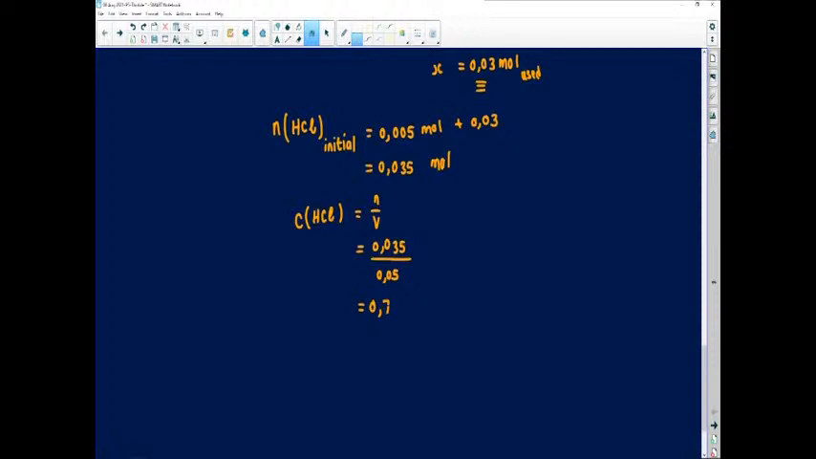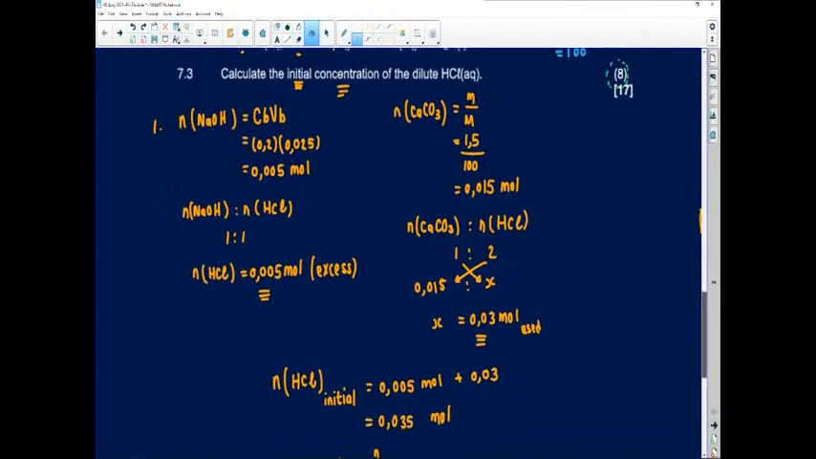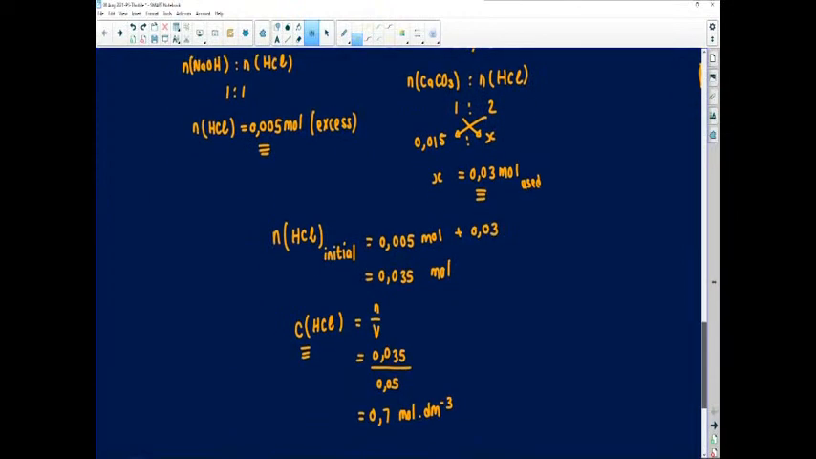0,7, remember, it's very important that you put the SI unit for concentration. And concentration is moles per cubic decimeter. And that is then how we would have answered this question. I think this was the last question for this one. But nonetheless, these are the different parts of stoichiometry that you could have used.